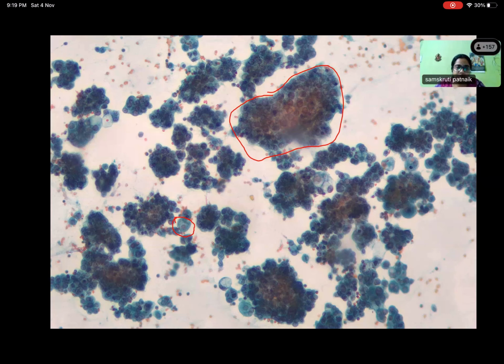And what is the kind of differentiation? Can you see some of them are showing cytoplasmic vacuoles, right? Vacuolation, yes, sir. And some of them are showing an acinar, gland-like pattern, right? Yes, sir. So what would be your diagnosis? Is it positive for malignancy or negative for malignancy? Sir, positive for malignancy.